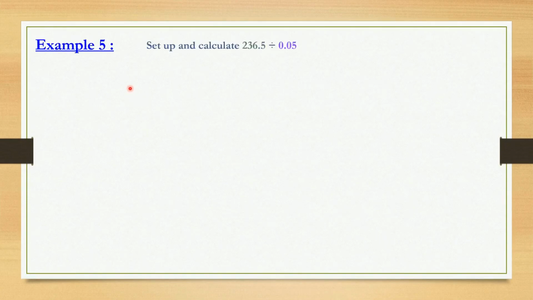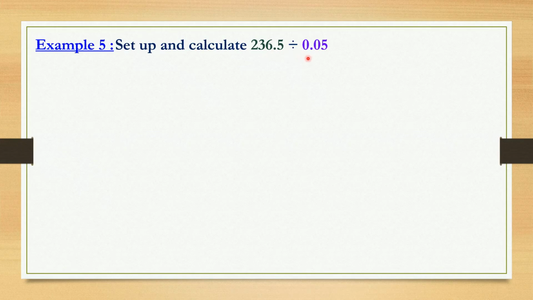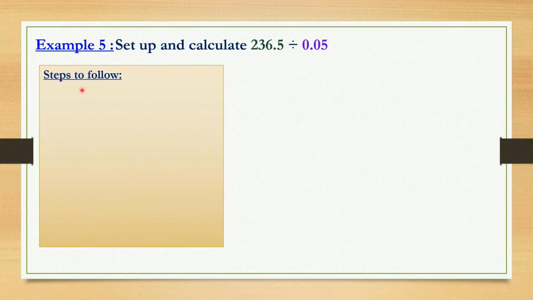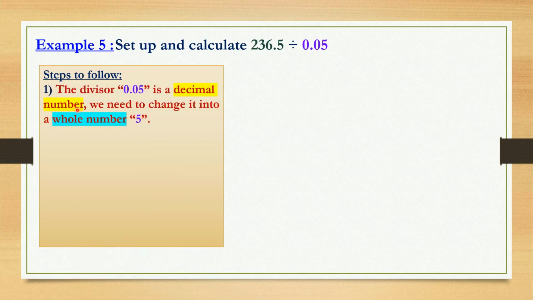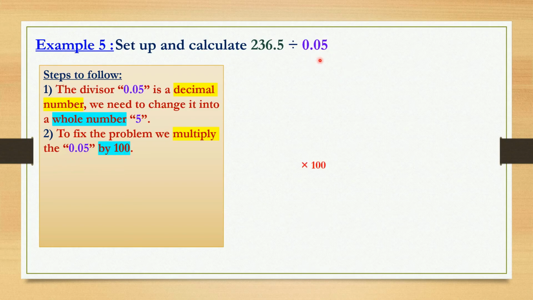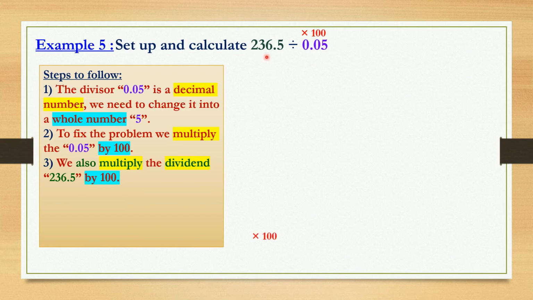Example 5. Set up and calculate 236.5 divided by 0.05. Steps to follow: the divisor 0.05 is a decimal number. We need to change it into a whole number, 5. And since 0.05 has 2 digits after the point, we fix the problem by multiplying it by 100. We do the same. We multiply the dividend also by 100.